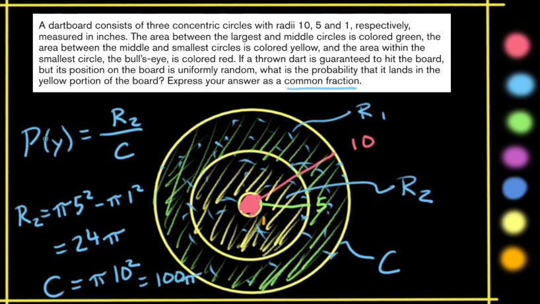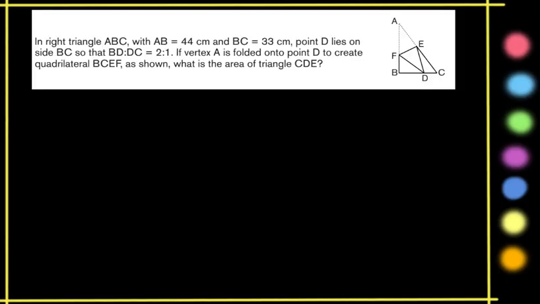So now this ratio, R2 divided by C, is just going to be 24 pi divided by 100 pi. So that's 24 over 100, or we can divide by 4 on the top and bottom. That's 6 over 25 is our probability. All right, I hope you guys enjoyed that one. We've got 2 more problems. These are going to be the hardest ones. I hope I can figure them out.